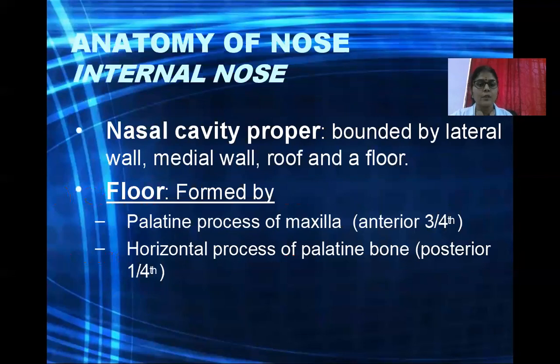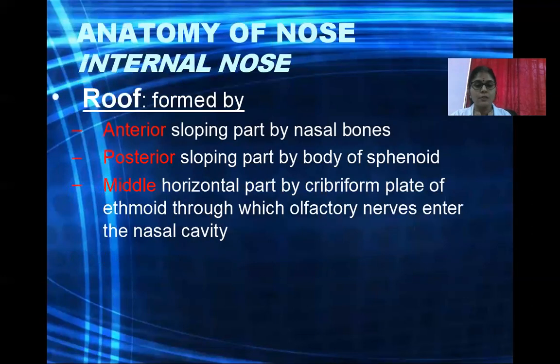The nasal cavity proper is bounded by a lateral wall, medial wall, roof, and floor. The floor is formed by the palatine process of the maxilla in the anterior two-thirds portion and the horizontal portion of the palatine bone in the posterior one-third. The roof is formed anteriorly by the nasal bones, posteriorly by the body of the sphenoid bone, and in the middle horizontal part by the cribriform plate of the ethmoid, through which olfactory nerves enter the nasal cavity.